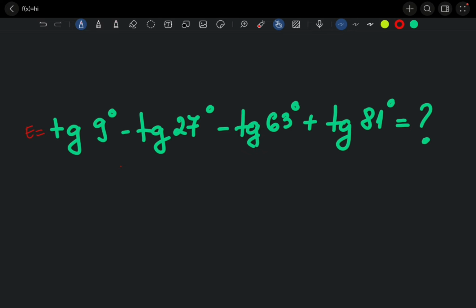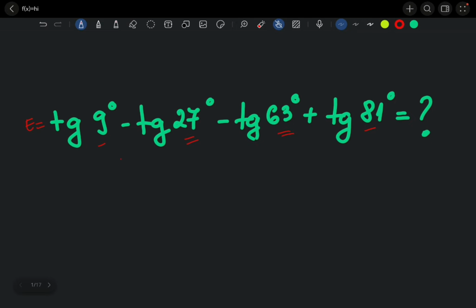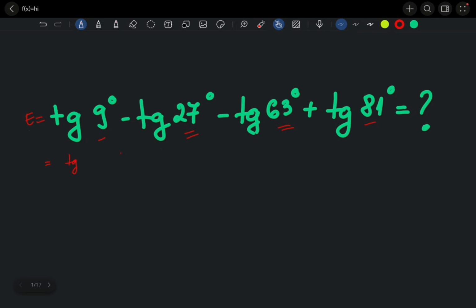So, the first step is to group the terms as follows. Now, if we look at the values of the arguments of tangents, we see that we have 9, 27, 63, and 81. 9 and 81 added together gives us 90 degrees, which is a beautiful number to see in trig problems. And the same thing is true for 27 and 63. So we group the terms like this: tan 9 plus tan 81, minus tan 27 plus tan 63.